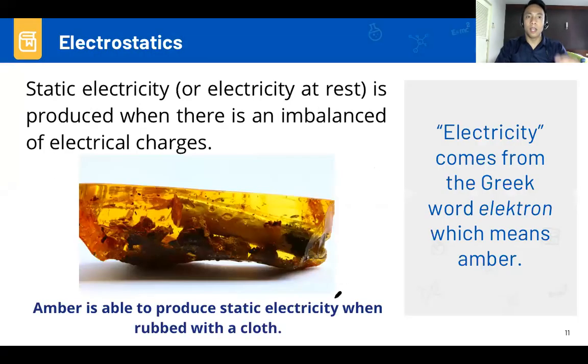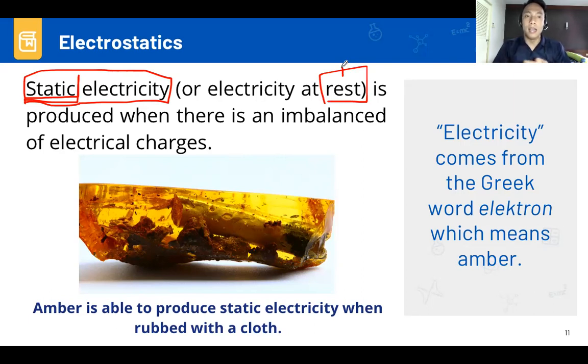First, we must know what electrostatics is. This is also called static electricity. I know you already heard about this, static electricity. But what is really static electricity? From the word static, it means rest. What are the synonyms of rest? Steady. Not changing, not moving. Those are static or rest. So when we say static electricity, this is about electricity at rest.